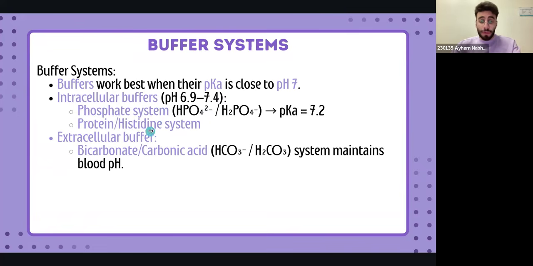For the extracellular buffer, we have the bicarbonate carbonic acid system to maintain the blood pH at a value of 7. Bicarbonate is converted to carbonic acid, producing water and carbon dioxide. You just need to know the names of these systems and where they are located. You don't need to know anything else.